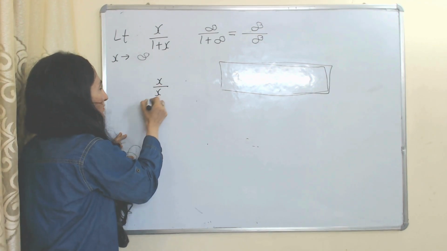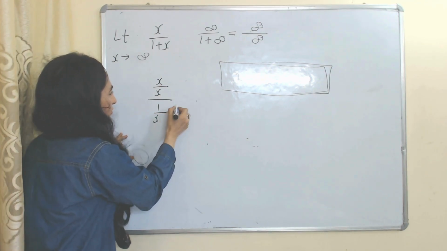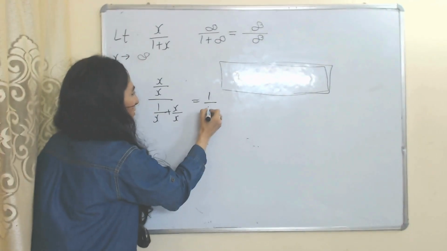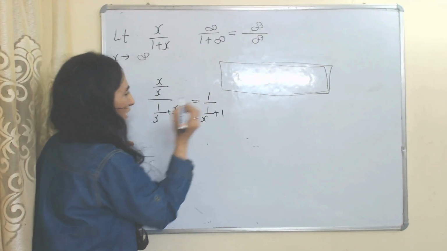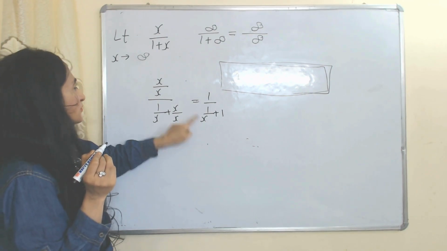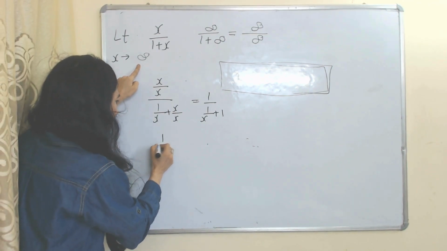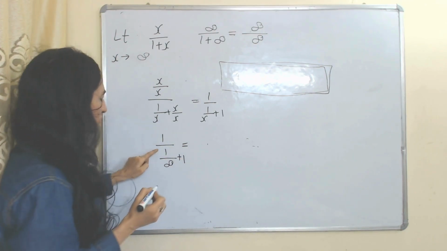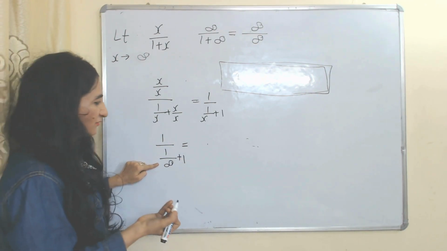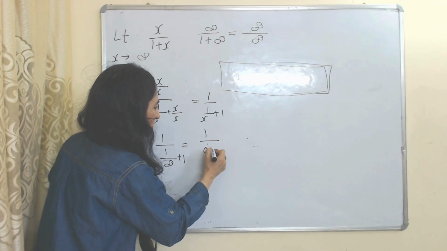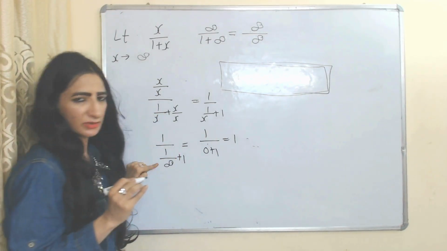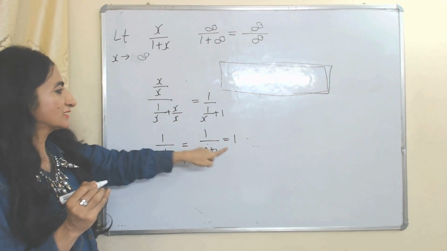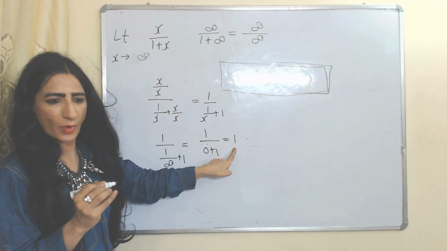We divide upper and lower side with x, it will become equal to 1 plus 1/x. Now in place of x we will put infinity. As we know, any number divided by infinity will become equal to 0. So our function will become equal to 1. When x approaches infinity, then our function will become equal to 1.